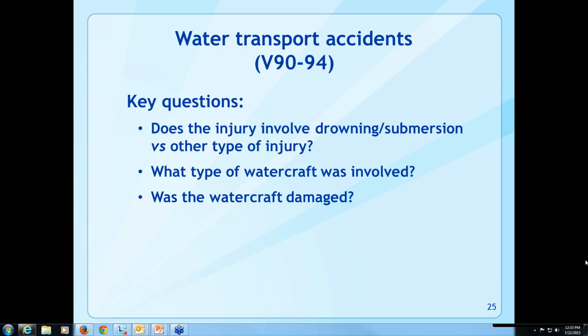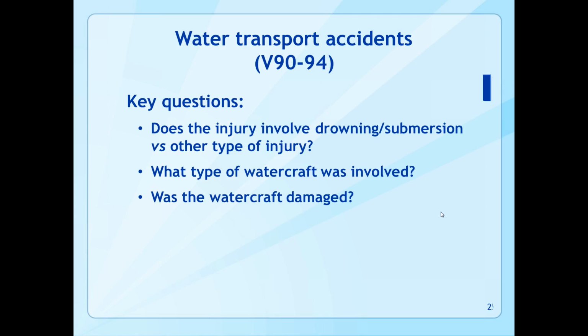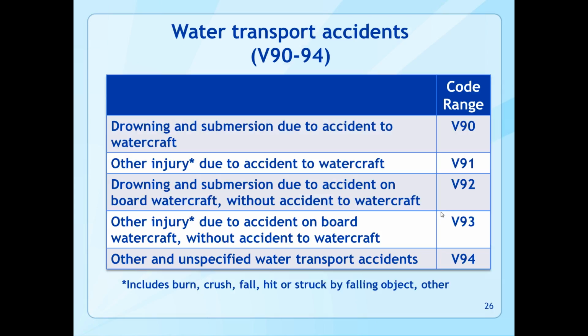The second question is, what type of watercraft was involved? I'll go over some categories here in a few minutes. And finally, the last question is whether or not the watercraft itself was damaged. By answering these questions, you'll be able to get to the right set of codes. So let's see how all of these concepts are put together. You can move to the next slide.